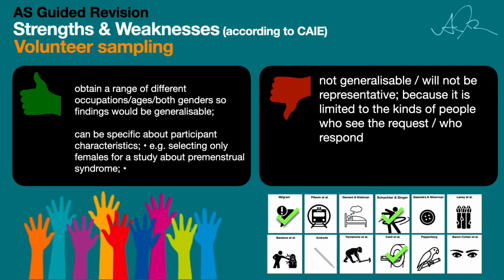Anyway, so when you get volunteer sampling, you could obtain a range of different occupations depending on how you advertise. So in the Milgram study, they got both blue-collar and white-collar people, and they purposely positioned it that way in the advertisement. They wanted to get many different types of people. So you could also be specific about what types of people you're looking for.